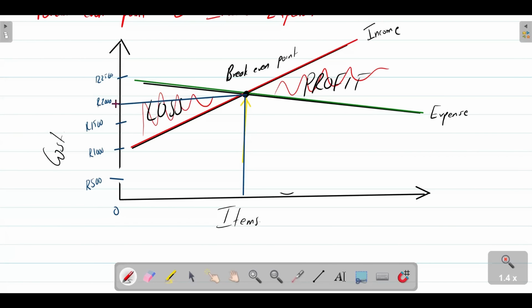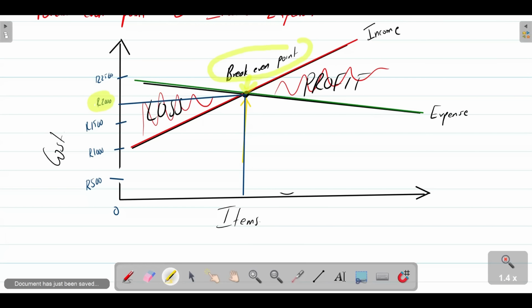2,500. Do you see that at this point here? Do you see this point there? The income is 2,000. The expenses is 2,000. So this point there, where the income and the expenses are equal to each other, and in this case, they're equal to 2,000, we call it the break-even point. So the break-even point is just where your income and your expenses are equal to each other.